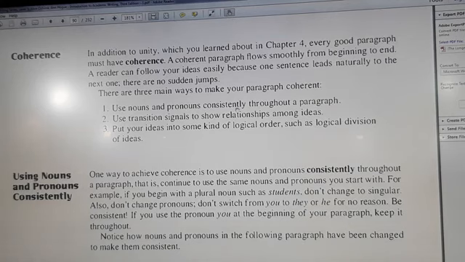Use nouns and pronouns consistently throughout the paragraph. Use transition signals to show relations. Put your ideas into some kind of logical order, such as logical division and so on. So we have the three steps in order to achieve coherence. Again, coherence is to make the text, in a simplified way, one unit which is connected structurally and in content. So the first one is, according to the structure, how to make the paragraph or the text a unit.